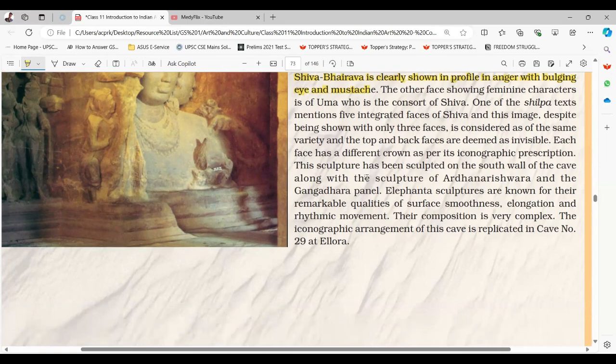This sculpture has been sculpted on the south wall of the cave along with the sculpture of Ardhanarishwara and the Gangadhara panel. Elephanta sculptures are known for their remarkable qualities of surface smoothness, elongation, and rhythmic movement. Their composition is very complex. The iconographic arrangement of this cave is replicated in cave number 29 at Ellora.